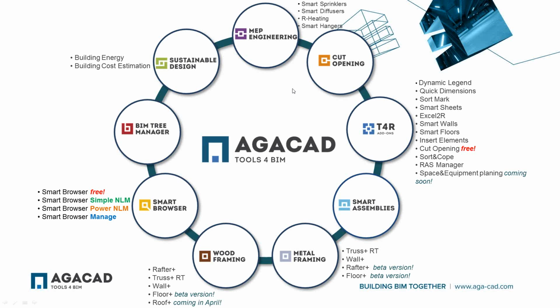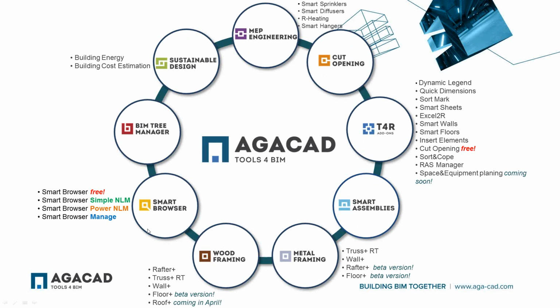We have a bucket of different tools for Autodesk Revit. At the very top of this flower, we have MEP engineering, which covers fire protection design. We have a solution for ventilation design, for heating design, for hanging and supporting elements, and for making openings around line-based MEP objects. We also have little tools that will increase your work productivity, for example, for documentation, for calculations, and many more things. For the structural engineers, we have Smart Assemblies for making assemblies, and the wood and metal framings.